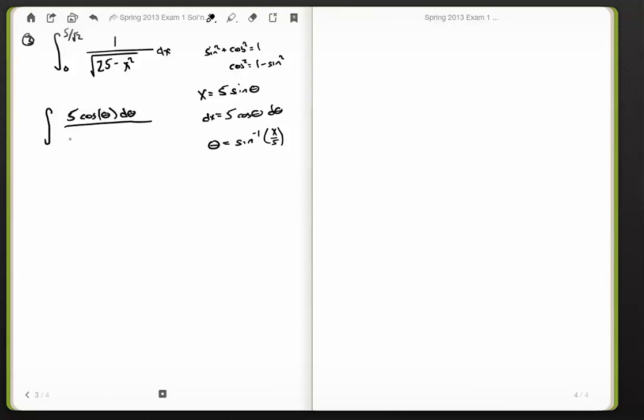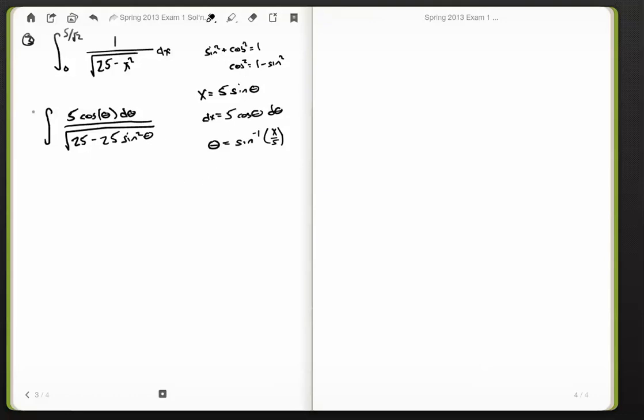This becomes the square root of 25 minus the x squared, which is 25 sine squared theta. Well, I can factor out the 25, and the square root of 25 becomes a 5, so that cancels. And this becomes 1 minus sine squared, which is cosine squared. Alright, but what about my limits of integration?